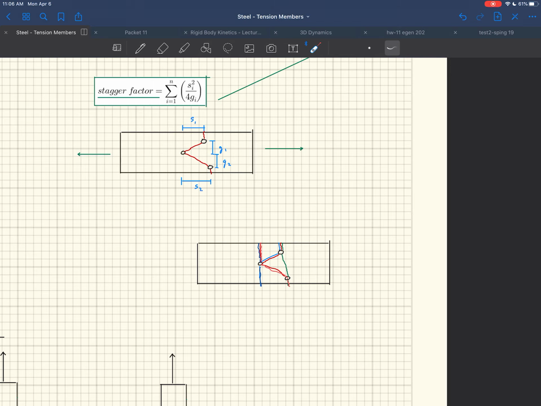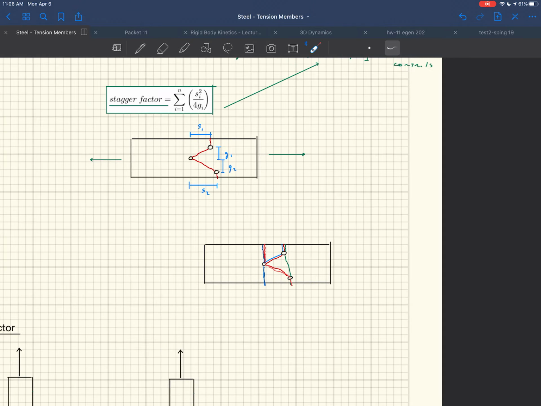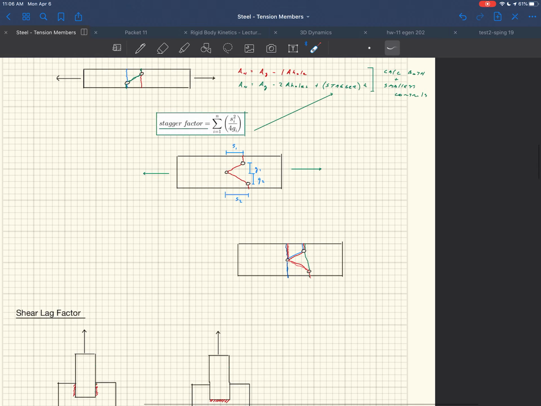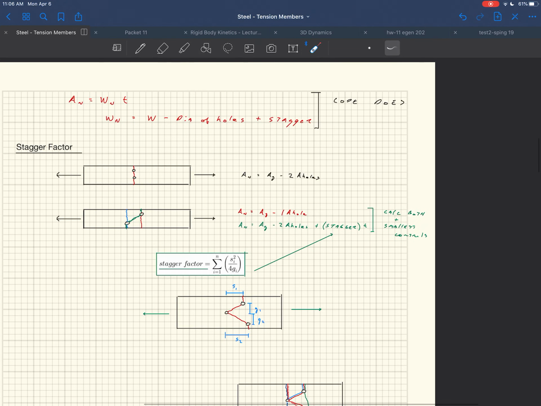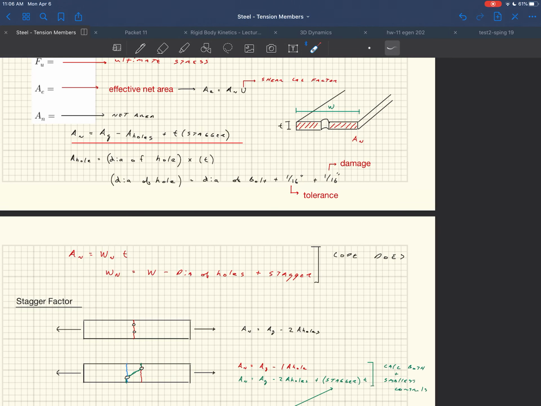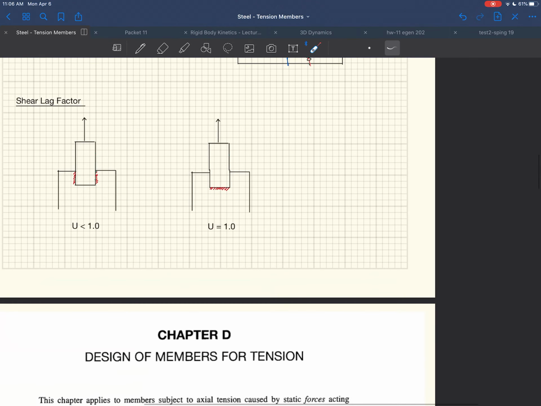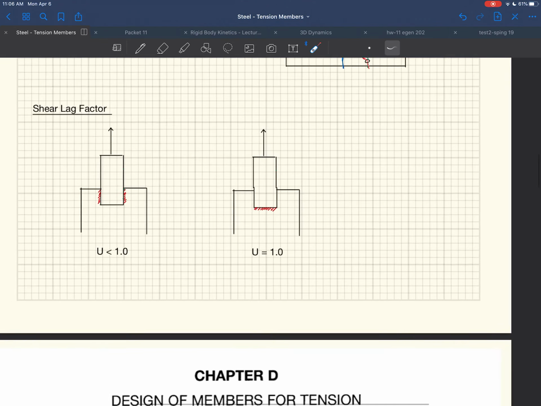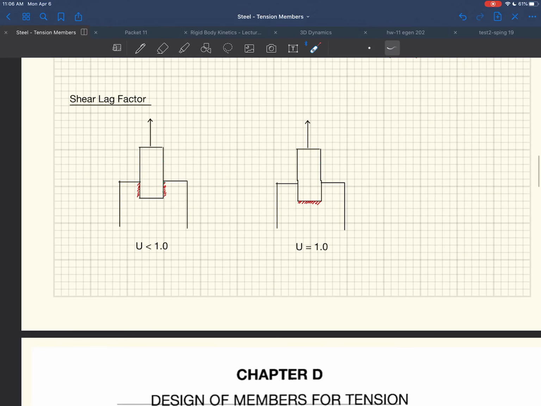So if it ripped through 3 holes and that was your smallest, and you include all your stagger factors, then we know that's going to be the failure mechanism. Okay, and so that is what you use for the net area, right? That'll be accounted for when we calculate this net area. That's where that stagger factor comes in. The last thing we have to talk about is this shear lag factor, which is U, that's floating around. What is the shear lag factor used for?